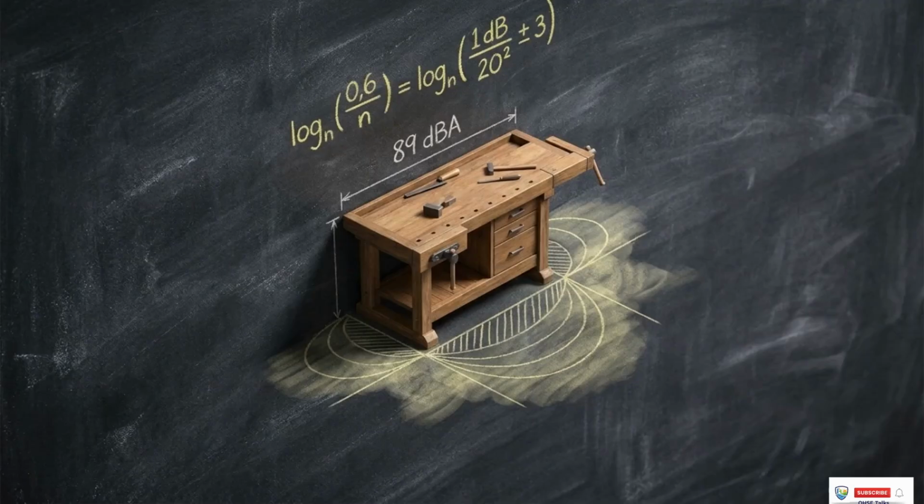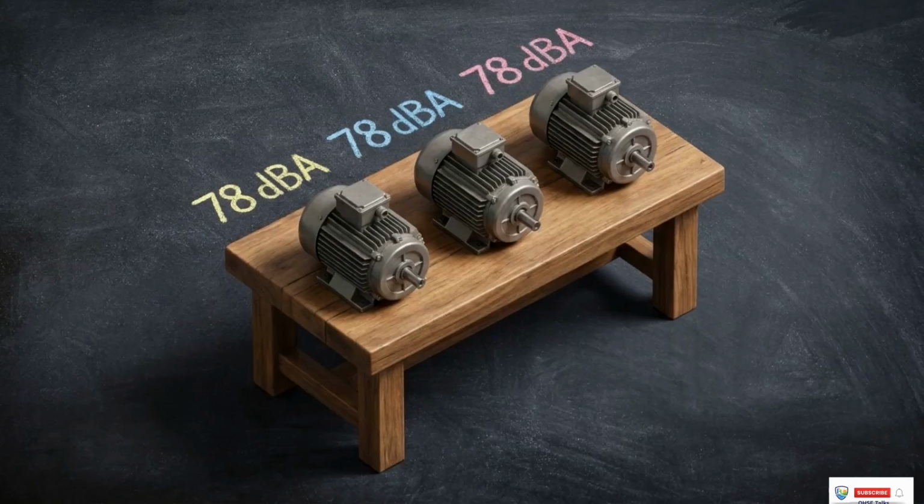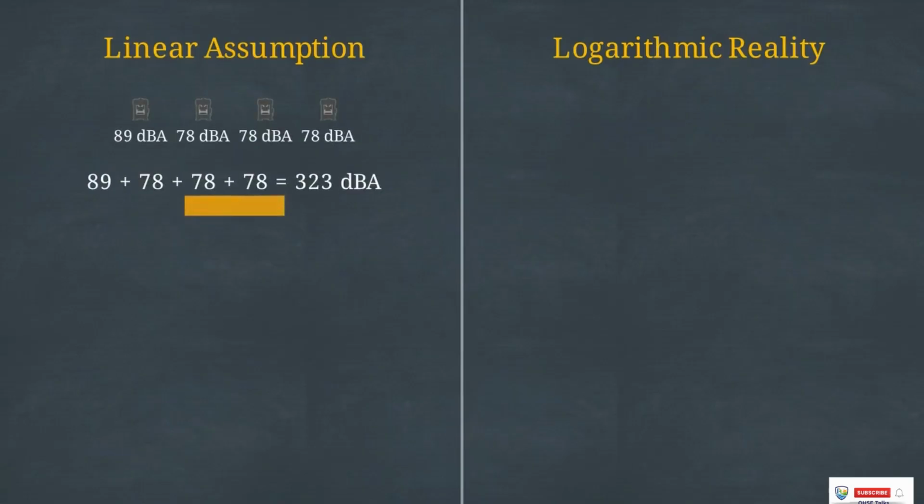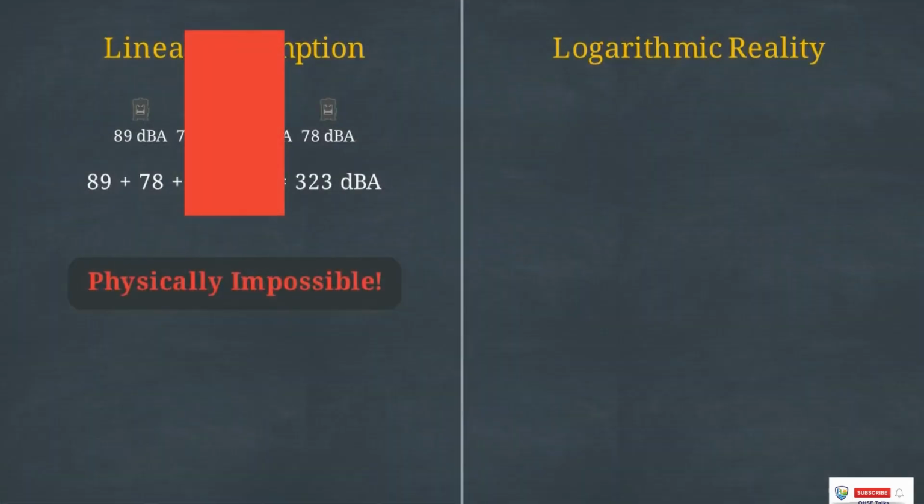Now, consider a workstation with an existing ambient noise level of 89 decibels. If we add 3 new machines, each contributing 78 decibels of noise, we must calculate the new total. Adding 89 to 3 instances of 78 linearly results in 323 decibels. This number is physically impossible in an open-air environment.